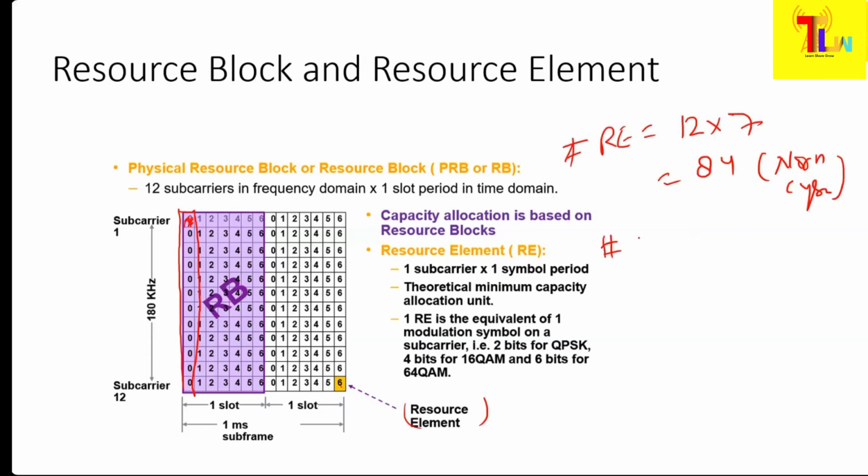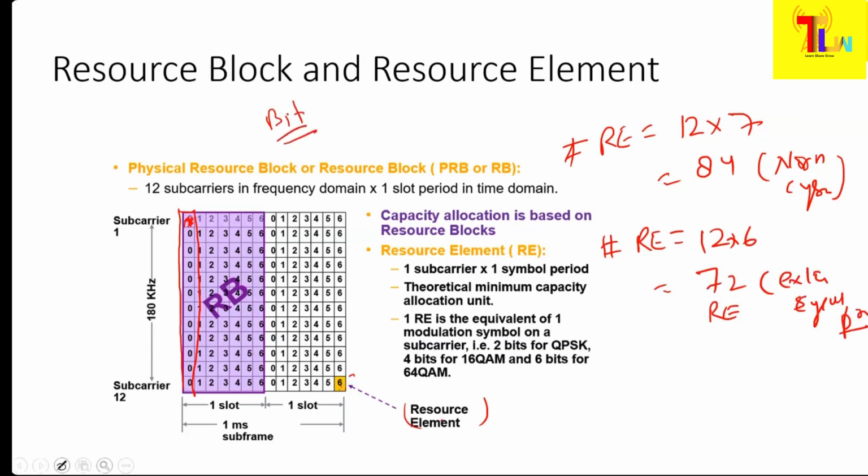And in case of extended cyclic prefix, 12 into 6, 72 resource elements. Okay, one thing. Further to that, the smallest unit is not the resource element. The smallest unit is further within the resource element. See, bit is the smallest.